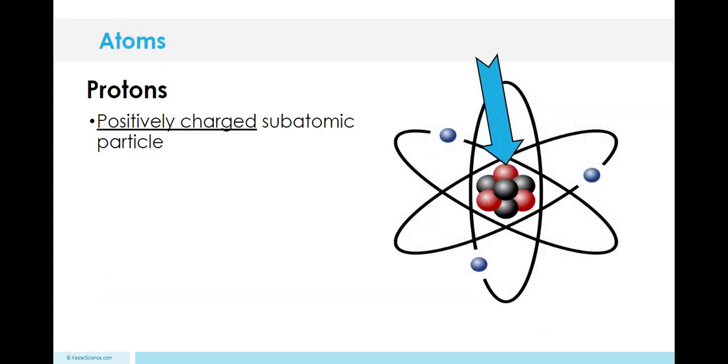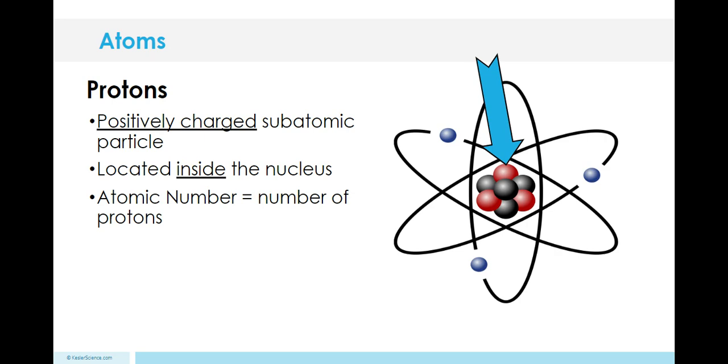Starting with protons. Protons, as pointed out in the picture, are located in the nucleus of the atom, and they contain a positive charge. The atomic number that we see on the periodic table of elements tells us how many protons that particular element has. In other words, it helps to determine that element's identity. No two elements on the periodic table are the same.